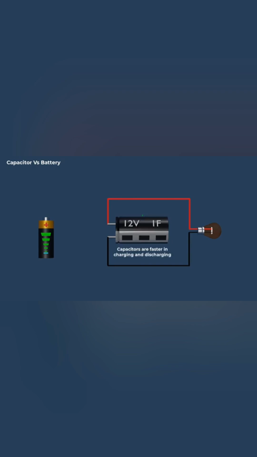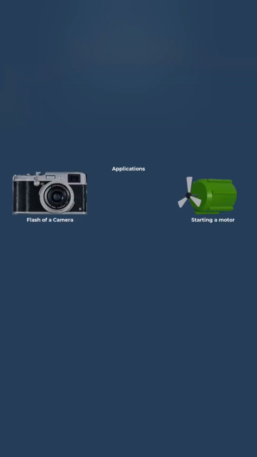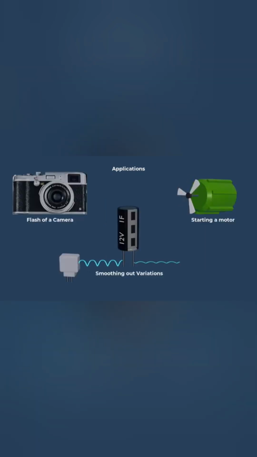Capacitors are generally faster in charging and discharging, making them suitable for applications that require quick bursts of energy, such as flash of a camera, starting a motor, and smoothing out variation in the output of a power supply, such as those found in mobile chargers.